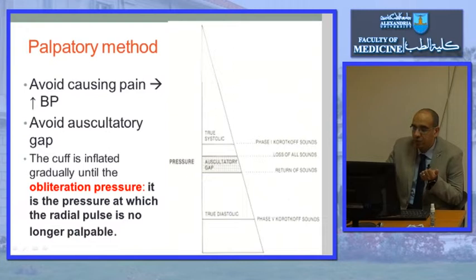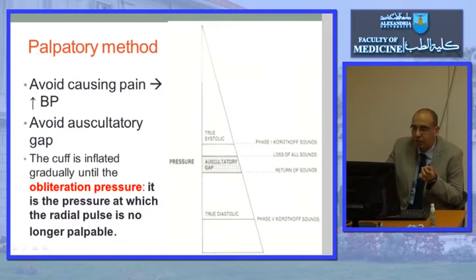For example, at 140 and then 120, or 140 to 130, and then sounds return again. So if we don't get our systolic blood pressure by palpatory method, we might take the blood pressure as 130. It is at the auscultatory gap when there is no sound. So I falsely get it at 130. When the sounds reappear, that is the systolic blood pressure, which is a common mistake.